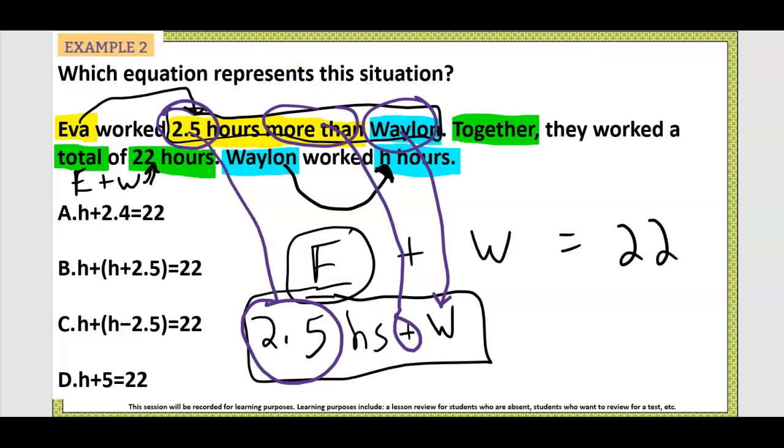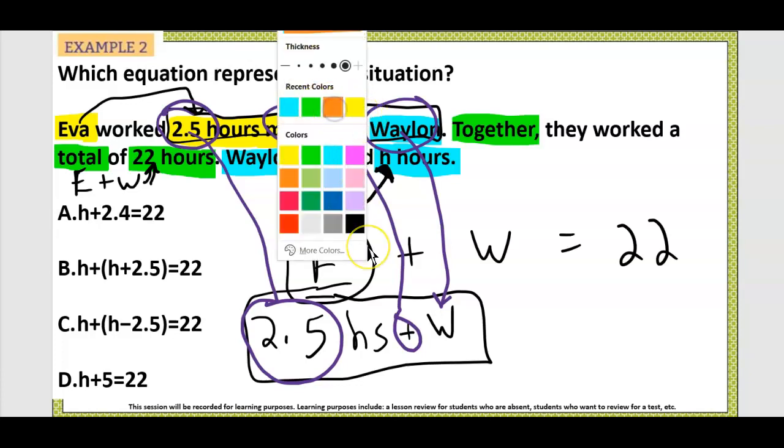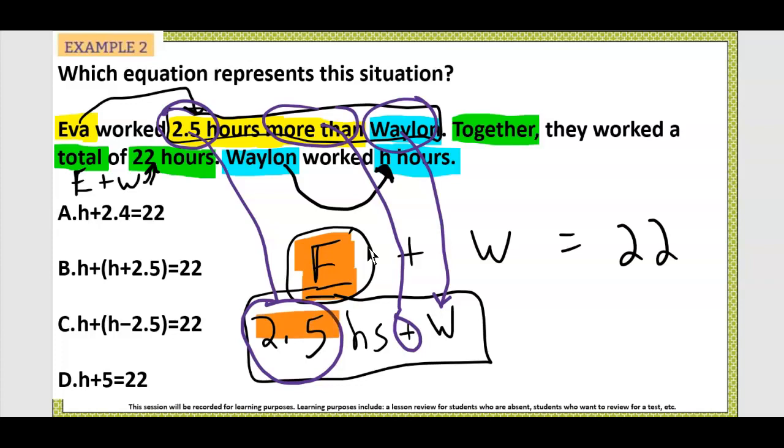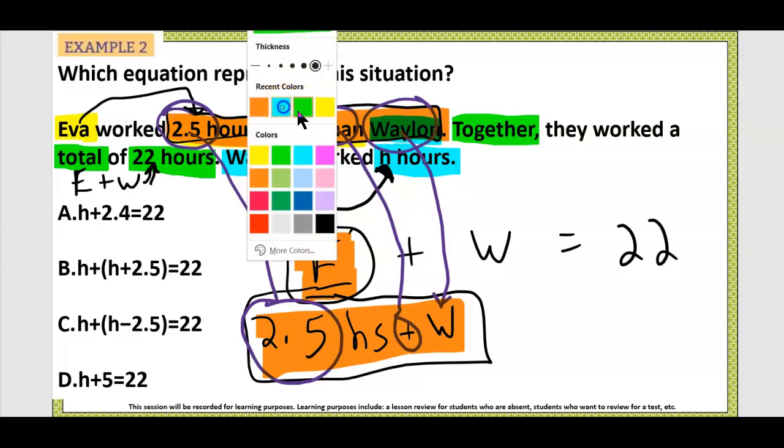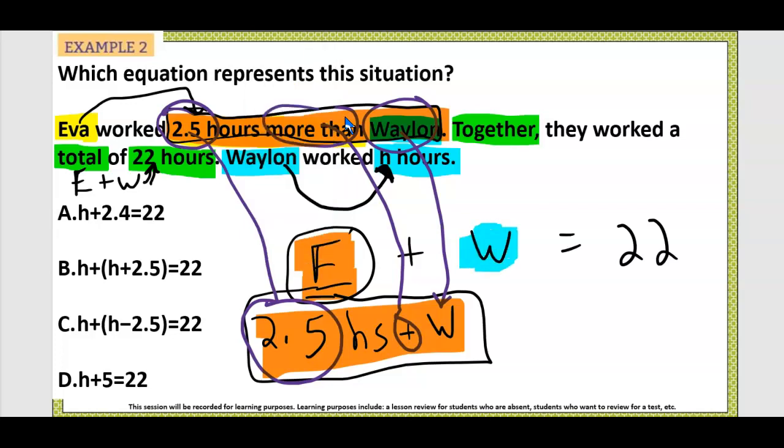So I'm going to color code this a new color so hopefully it won't get confused. We'll go with orange. So Eva is all of this, 2.5 hours plus Waylon, whatever he worked. Then we still got Waylon. We got to put Waylon on his own thing. He's blue. We'll keep him blue because he's just over here lonesome. So we're just going to put plus W. This time we're talking about this W right here, and that's the plus that goes with it.